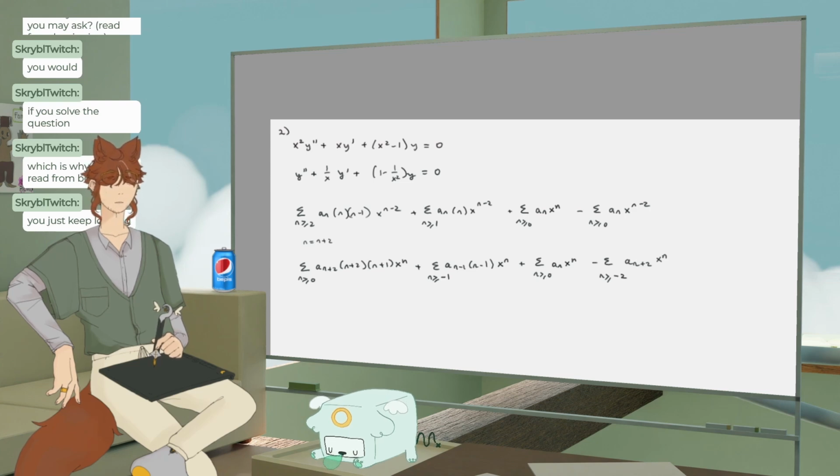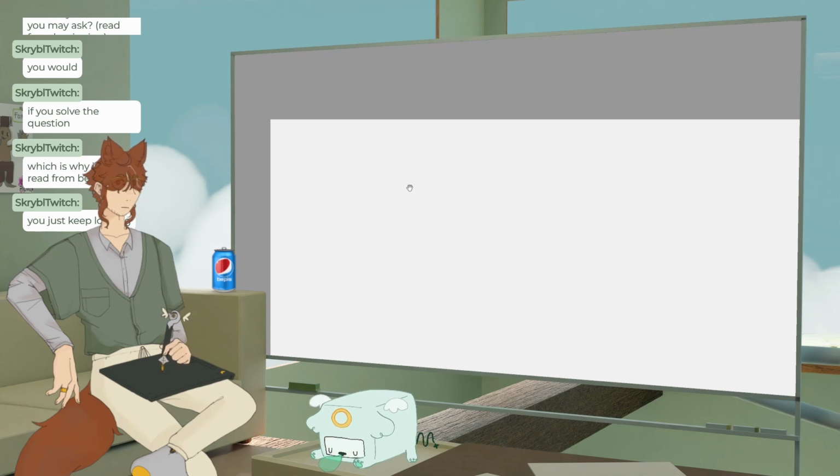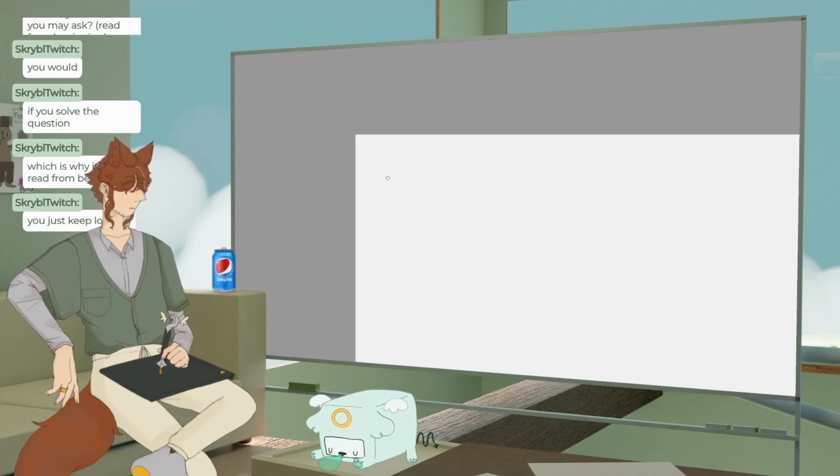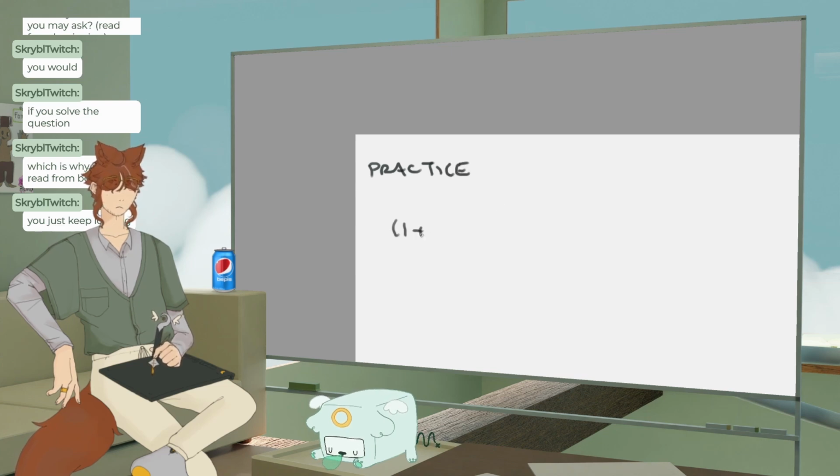I don't know why I'm taking a picture of it. I can write it. It's really fast. Okay, this is a practice one. You just keep looping. Fair. Okay, 1 plus x squared. Okay, I got scared for a second. I saw an x squared and I went, oh.